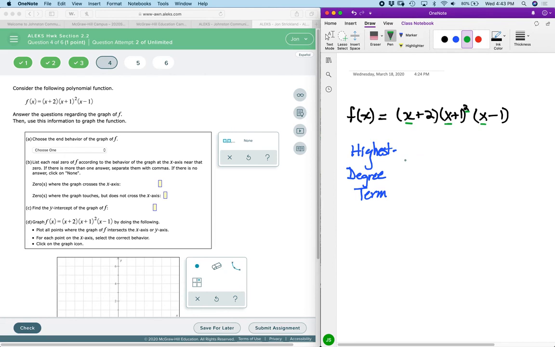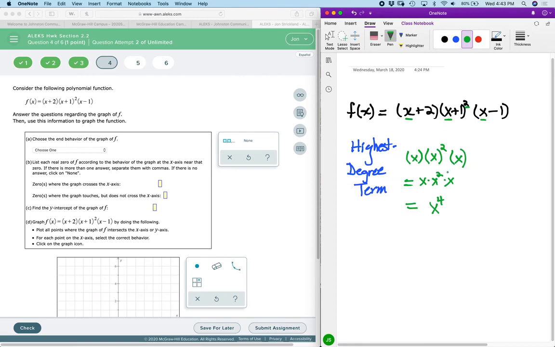So from the first factor, I have x. From the second, I have x to the second. From x minus 1, I have x. X times x squared is x cubed, times x, so this will be x to the fourth.